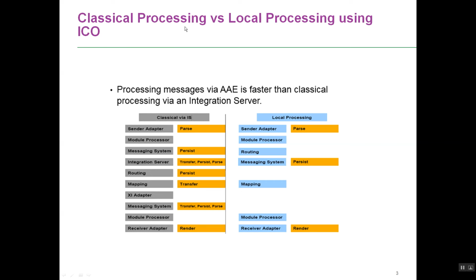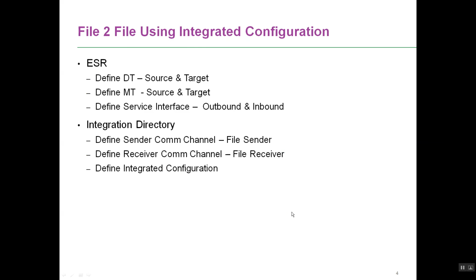What are the advantages of classic processing versus local processing? We've already touched upon this very quickly. In classical processing, what will happen? Your message will go through the adapter engine and through the integration engine. Basically, your message gets processed through both the ABAP stack and the Java stack. That means there are many pipeline steps that get executed, which are all internal steps of PI, as a result of which there were certain performance issues. When you look at the advanced adapter engine, when you're doing local processing via integrated configuration, the number of steps getting executed was reduced by SAP, as a result of which the message processing was much faster.